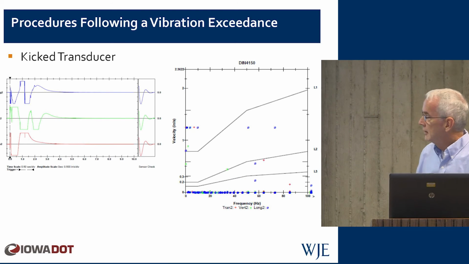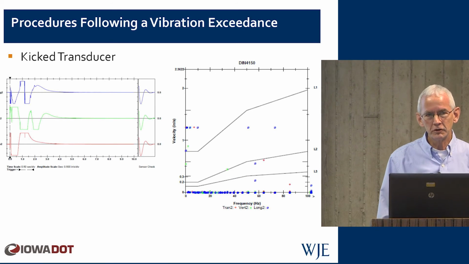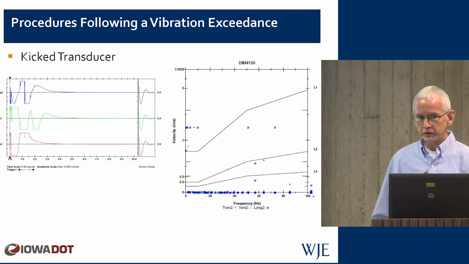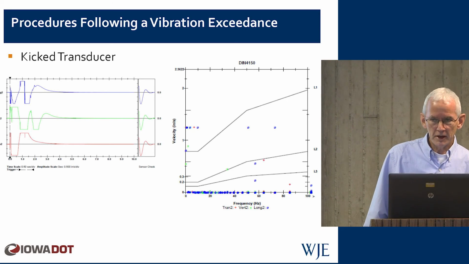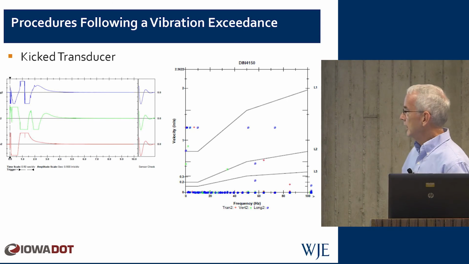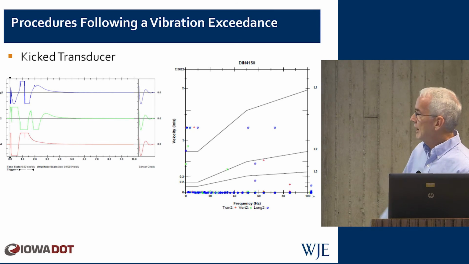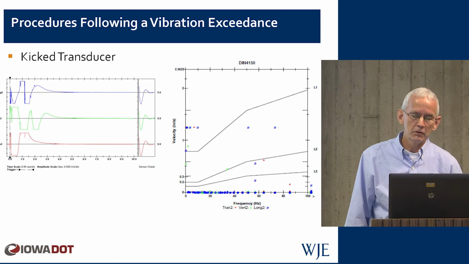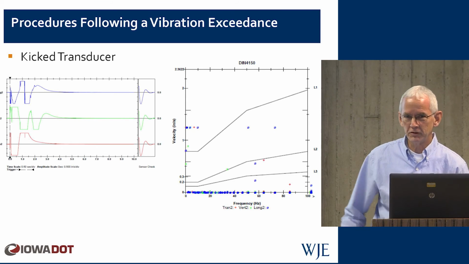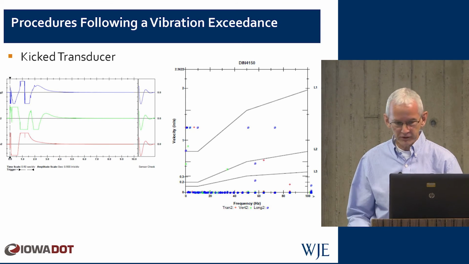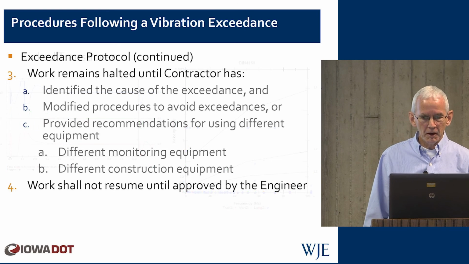Here's an example. It's relatively easy to conclude that somebody kicked the transducer here, that it's not likely that the structure actually moved that much. That would indicate a maximum velocity of like over 1 1/4 inches per second. That's the full scale range that seismograph is set up for.